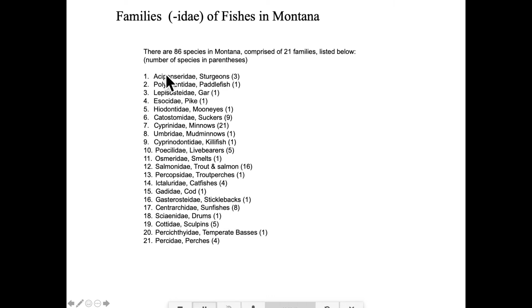I'm going to go down the first 3 families because these are ones we'll be going over today. And the reason why I'm actually saying these out loud is that I think that hearing these words truly helps you to also remember how to spell them, which is going to be important during your tests and quizzes. Spelling will count. So sturgeons are Acipenseridae, paddlefish are Polyodontidae, and gar are Lepisosteidae.